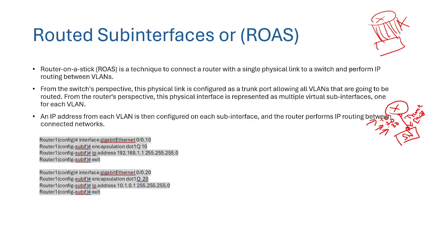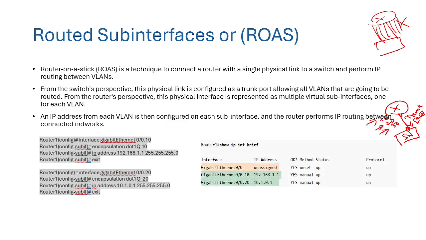This is the configuration the router will have, and this is the show IP interface brief. You can see earlier it was gig 0/0, gig 0/1, right? Instead, now we have given the sub-interfaces and then we have allocated the IP.